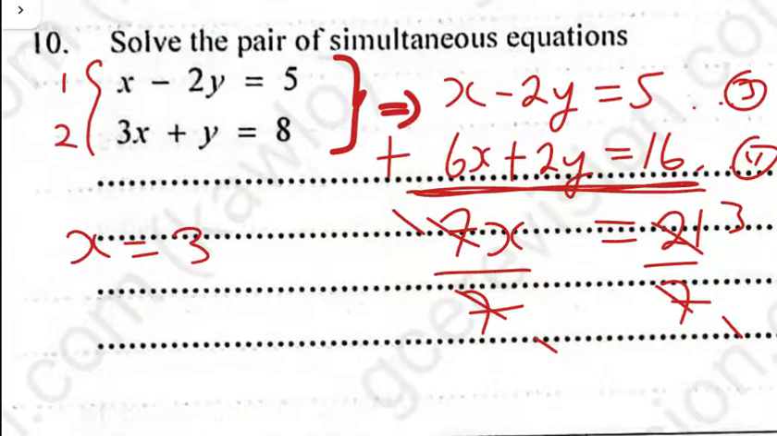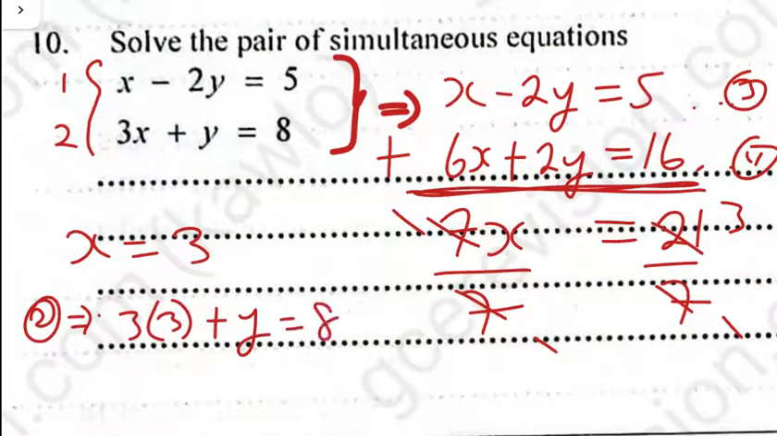X is equal to 3. And from here we substitute the value of x in any of the equations to find y. So in equation 1, or even in equation 2, we can have 3x plus y equals 8. Let me use equation 2. So 3x, but x is 3. 3 into 3 plus y equals 8.